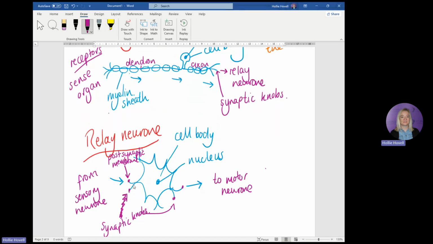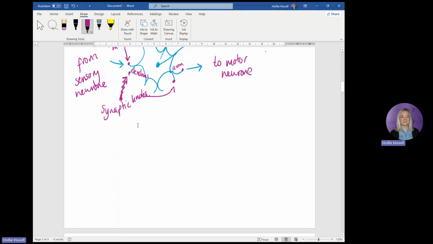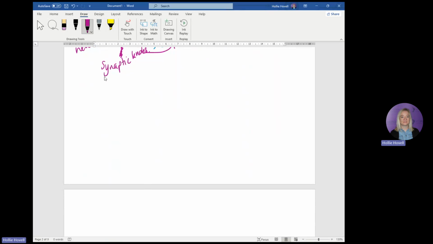You could label these tiny bits here that are when the signal's coming in before it gets to the cell body. You can still label them dendrons or dendrites, den something. And when it comes out, you could label that as tiny little axons. All right, before cell body dendrons, after cell body axons. But the relay neuron is connecting. It's in the middle of the three types of neuron.